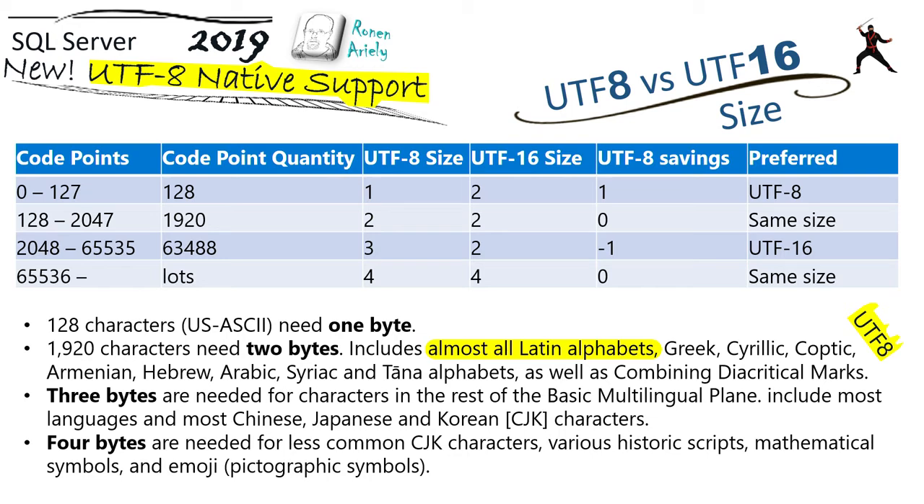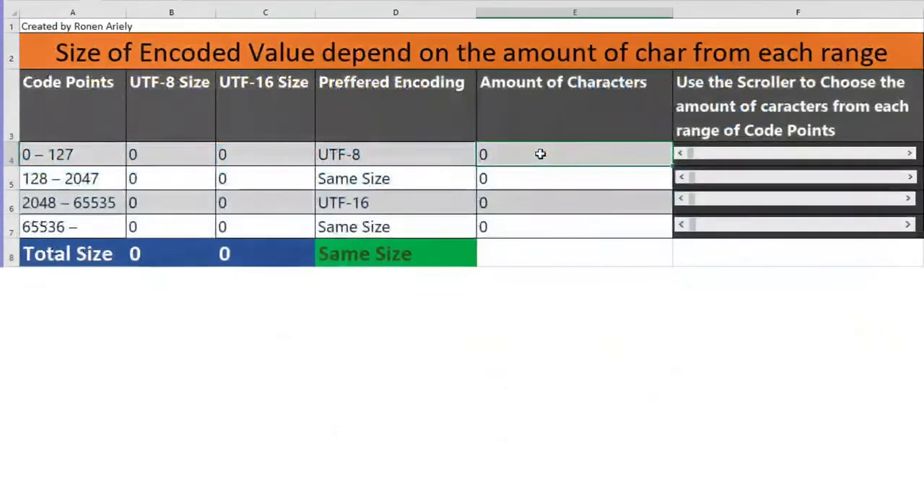For example, if you use only English characters, all the English characters are in the first range. And this means that using the new encoding, you can save 50% of the size of the data, because we need to use only half of the size for each character. But in real life, this is not the case.